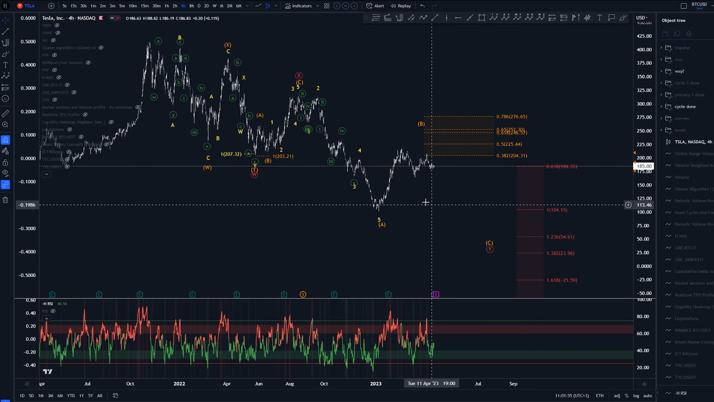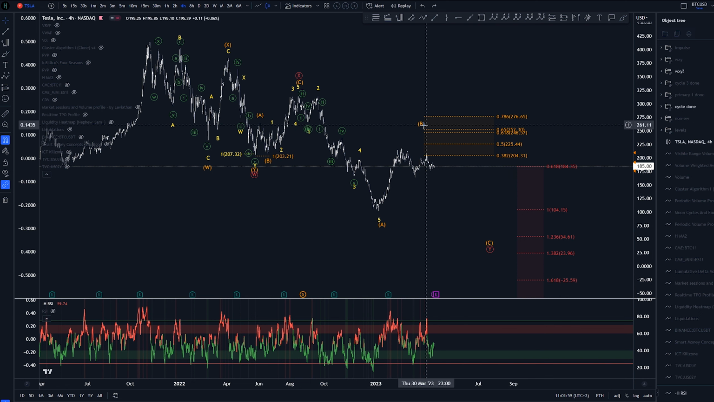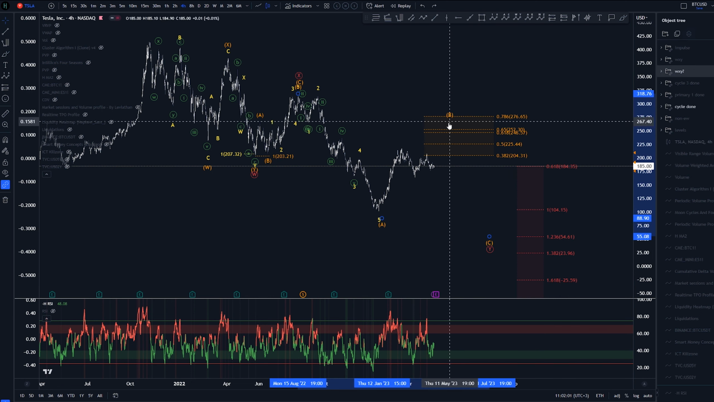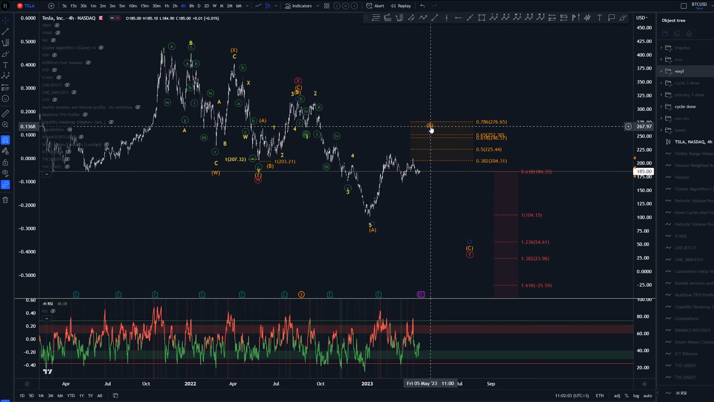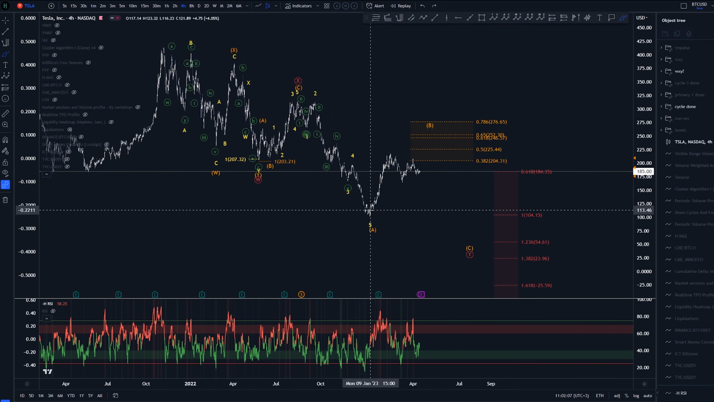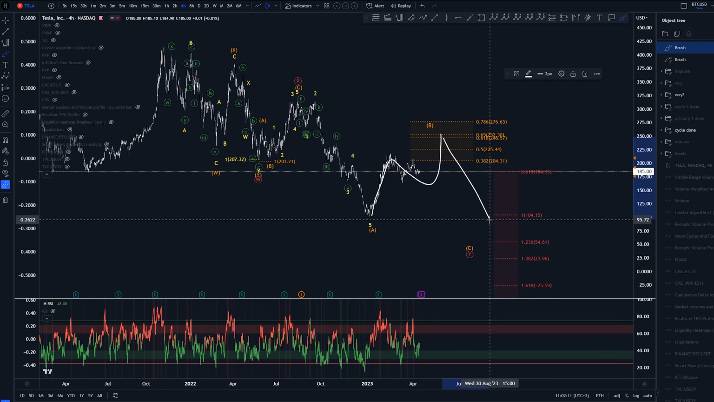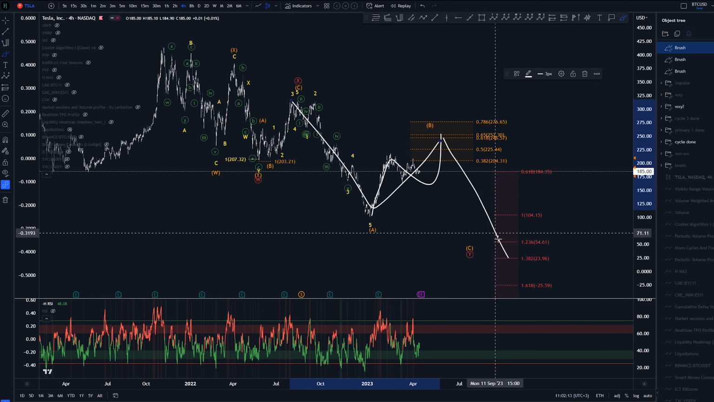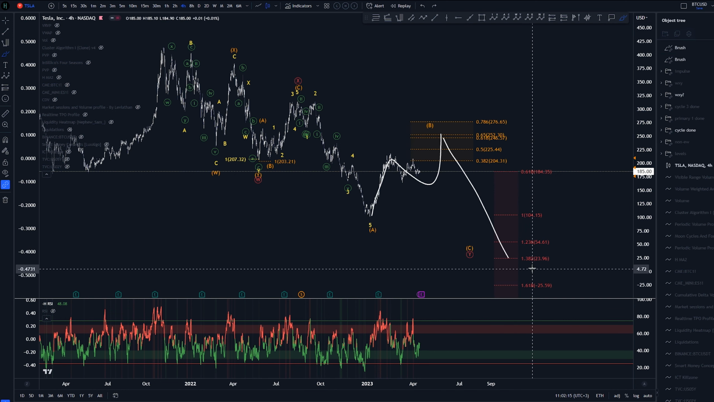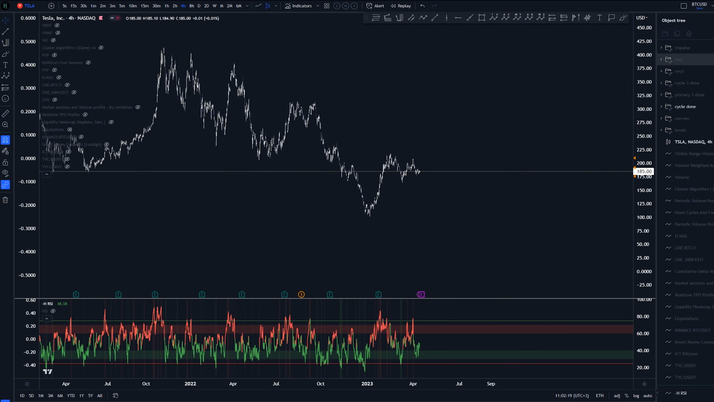However, there is of course another way of labeling this structure over here, which is where we're going to be looking into the next scenario. In this one again, we would be expecting the wave B to be going higher. We're going to be looking into this in just a moment, but overall we would be expecting something like this before a structure coming down again, creating a partner leg for this one and continuation towards these lower numbers here. So that's one of the scenarios.